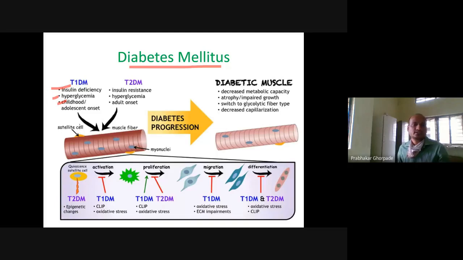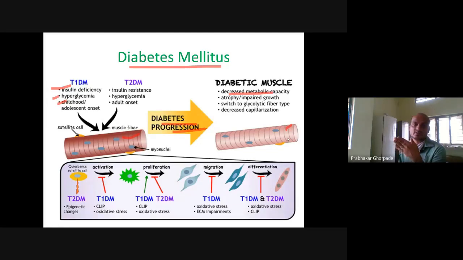Next we have the satellite cell and muscle fiber, myofibers. Diabetes progression is happening, and then what happens in diabetic muscle? Metabolic capacity of the muscle is decreasing. Muscle is getting atrophy. It is switching to the glycolytic pathway, the glycolytic fiber type. Decreased capillarization, the blood vessels are also decreasing. So this one was a healthy muscle, quite a pinkish color. Now it is a faint pinkish color. Now everything has decreased, so your muscle is atrophying, it is dying.